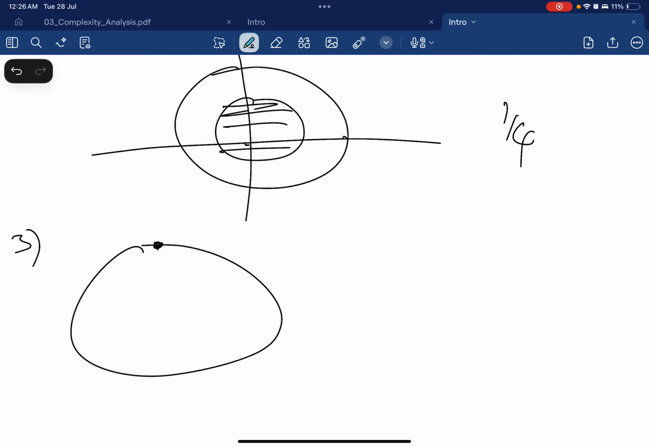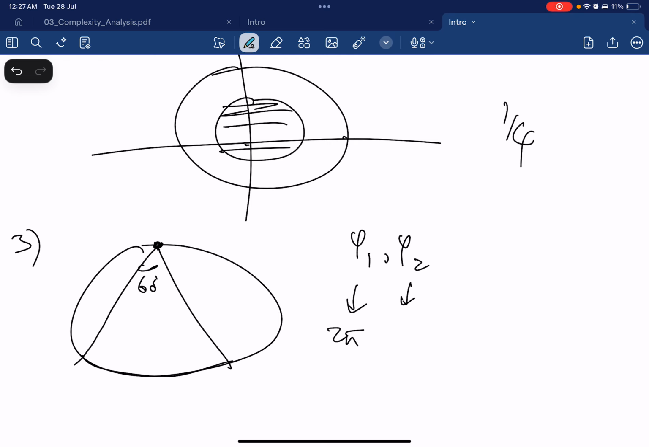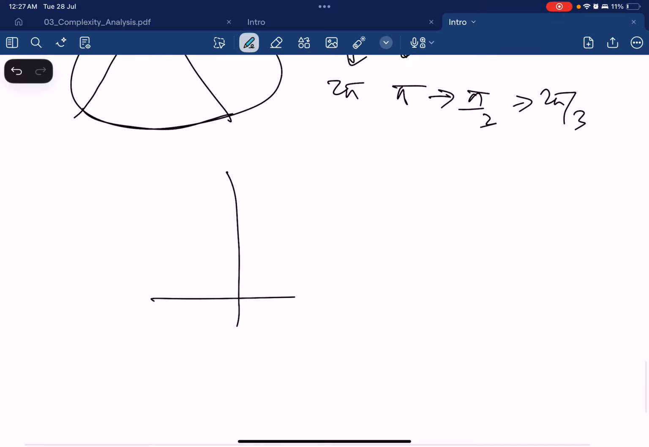Then the third way of describing a chord is you pick a single point on the circle, and the second point that you pick for the chord must be within the 60-degree arc that it has. So you describe a chord using two angles, phi 1 and phi 2. Phi 1 is free, it can be anything in 2 pi. That decides your first point. Then phi 2 has a range of pi, and we want it to be within pi by 3 to 2 pi by 3. So now this corresponds to a different picture.